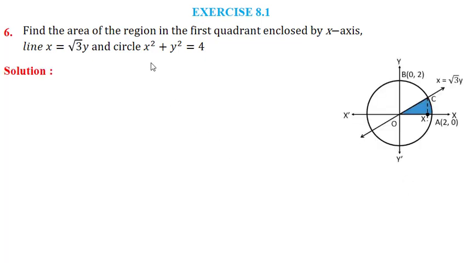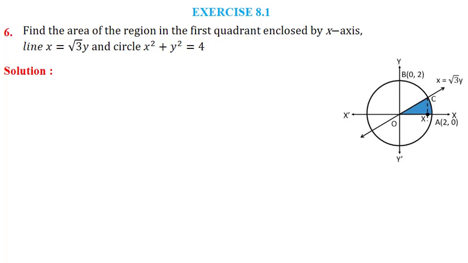So first we draw the required graphs. x square plus y square is equal to 4. This is a circle with center at origin and radius equal to 2. So we have drawn that circle. Then x is equal to root 3 y. We have drawn this line also. We have to find the area of the region in the first quadrant enclosed between these two curves.